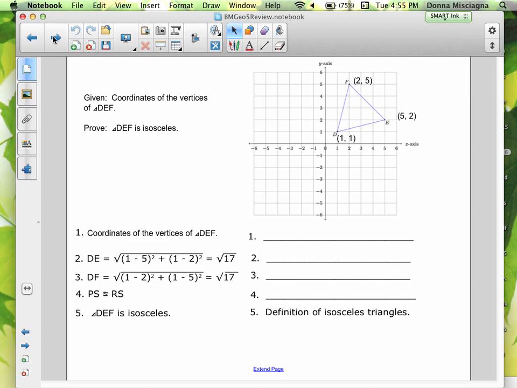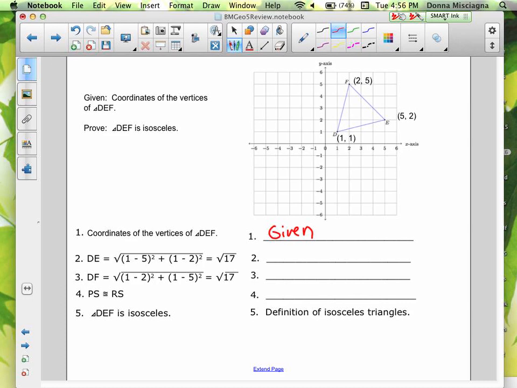So the reason that we can list those coordinates there, D is at 1, 1, E is at 5, 2, and F is at 2, 5, is because that's given information. We're given that triangle to work with. So you can just add that to your notes. All right, so what we're looking to do is prove our triangle is isosceles. If we want to prove the triangle is isosceles, we have to show that we have two sides congruent. And what would we use to show the two sides are congruent? Well, we'd have to use the distance formula.